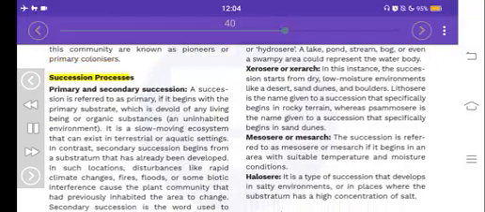Succession processes. Primary-secondary succession. A succession is referred to as primary if it begins with the primary substrate, which is devoid of any living being or organic substances, an uninhabited environment. It is a slow-moving ecosystem that can exist in terrestrial or aquatic settings.